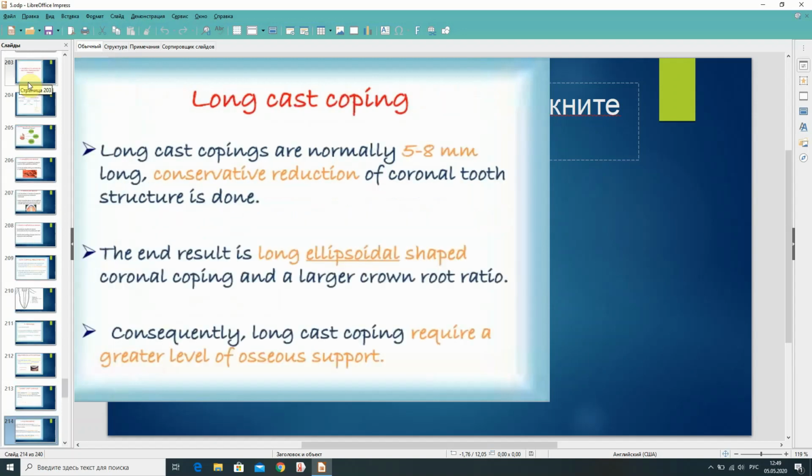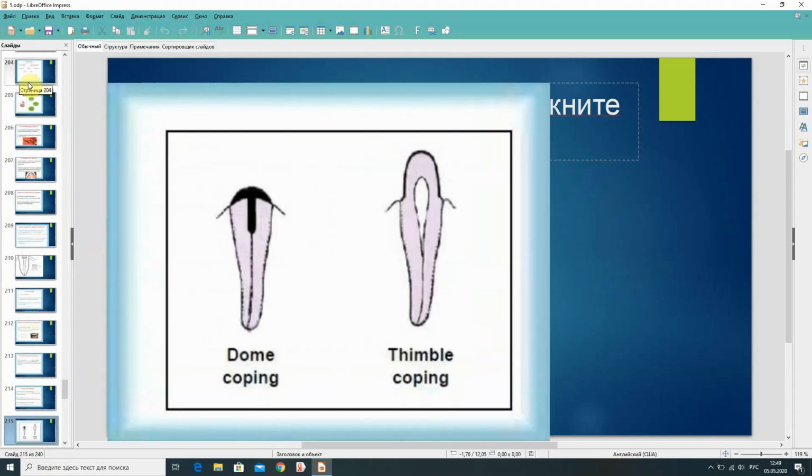Long cast coping: long cast copings are normally 5 to 8 mm long. Conservative reduction of coronal tooth structure is done. The end result is a long ellipsoidal shaped coronal coping and a larger crown-root ratio. Consequently, long cast copings require a greater level of osseous support. Dome coping, thimble coping.